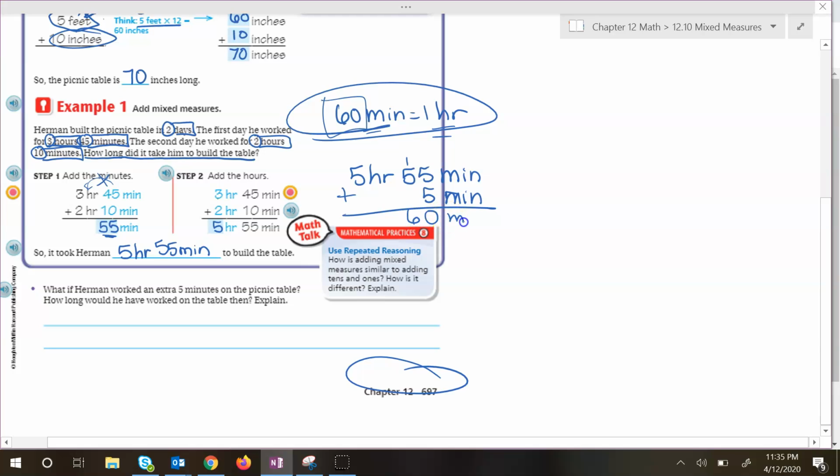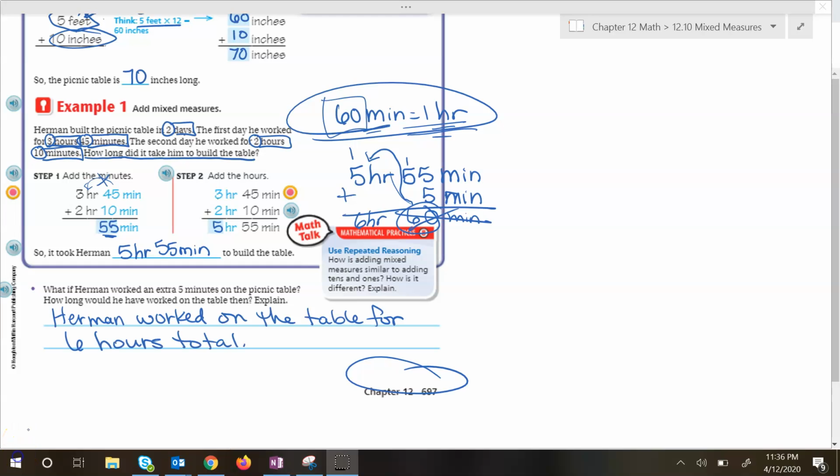So because, like anything on the other one, when we add to 10, we carry over. Well, because this is time, it's 60 minutes, we need to carry this over. And it's actually 1 hour. We have to convert that to the 1 hour. So it's 1 hour plus 5 hours, which would give you 6 hours, and this one is gone because we carried over. So it would indicate here that he worked 6 hours total.